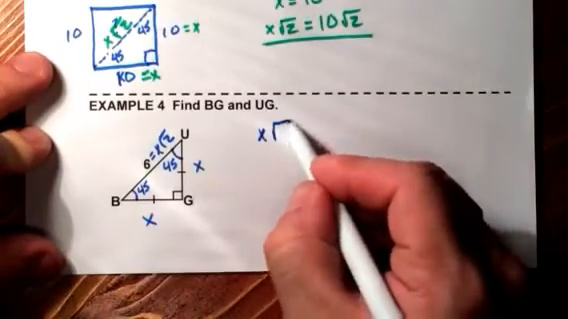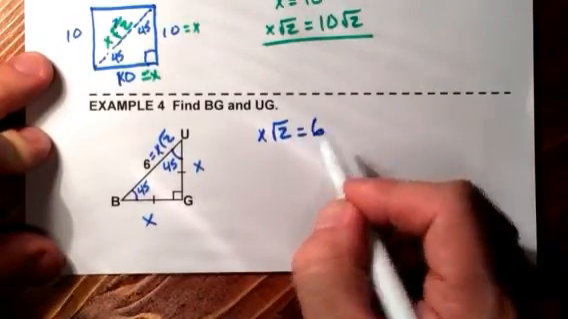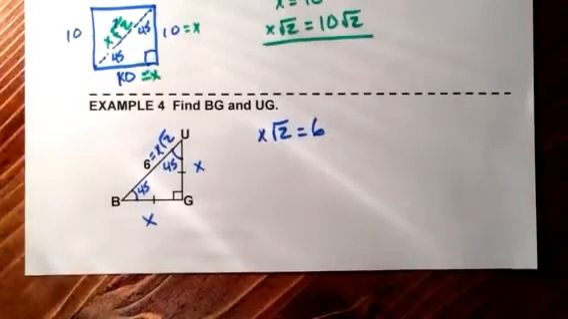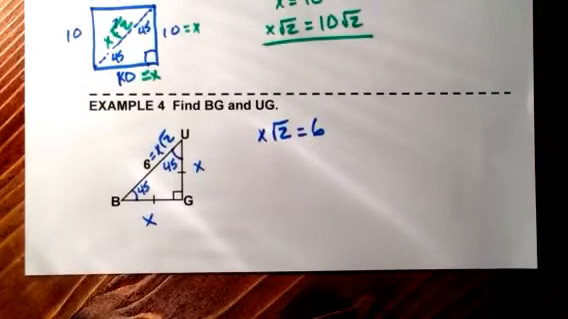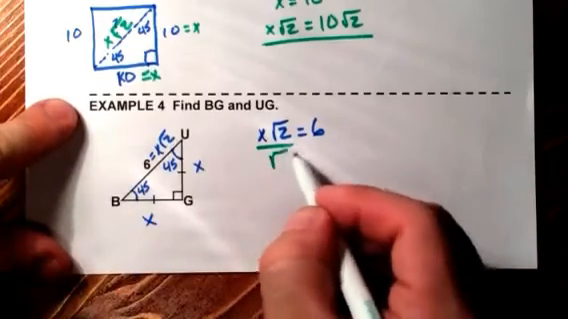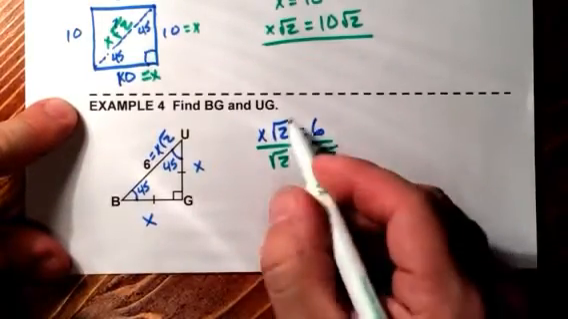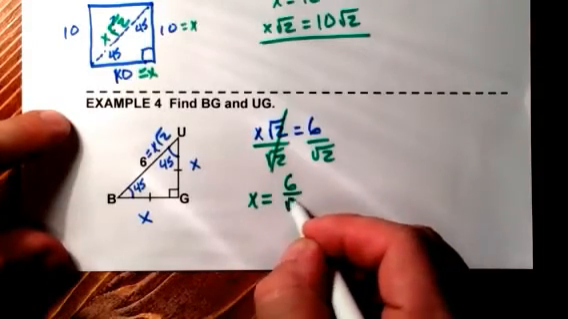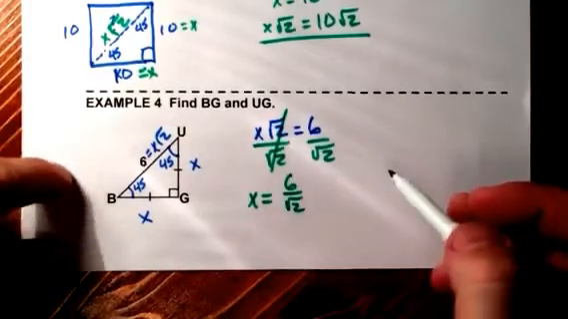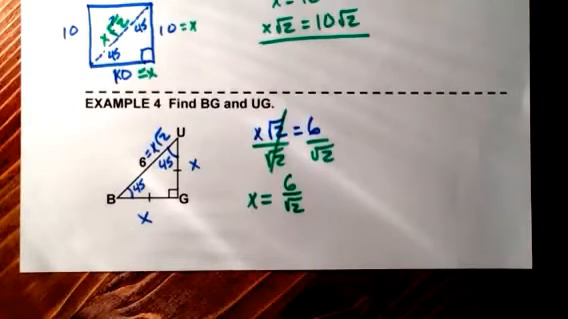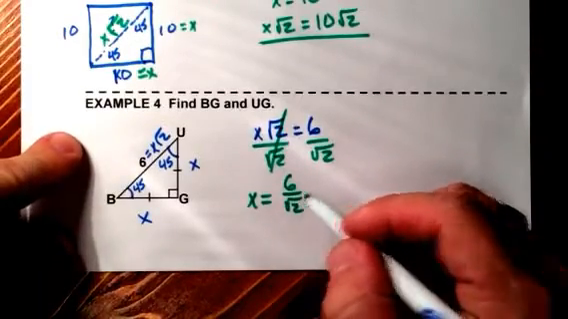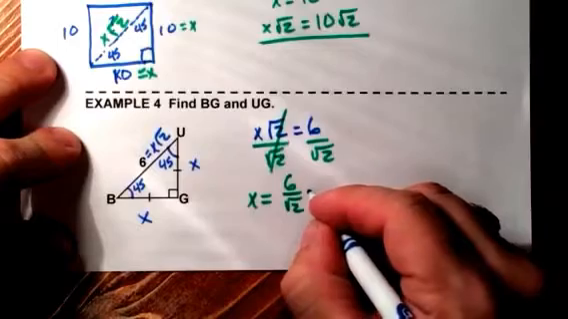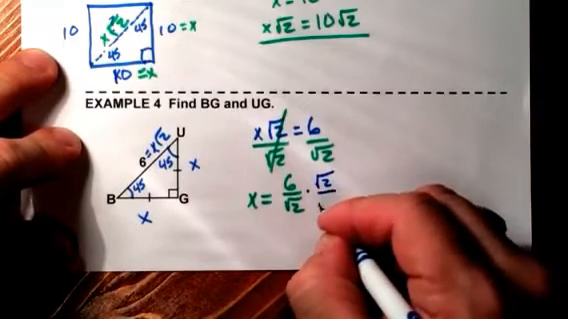So I'd say that x radical 2 equals 6. Okay. Our first step is going to be to divide by the radical 2. So x equals 6 divided by the radical 2. Now, at this point, if you remember the shortcut that I showed you in prior videos, you're more than welcome to use it. Otherwise, we have to rationalize this by getting rid of the square root in the denominator. We're going to multiply by the square root of 2 divided by the square root of 2.